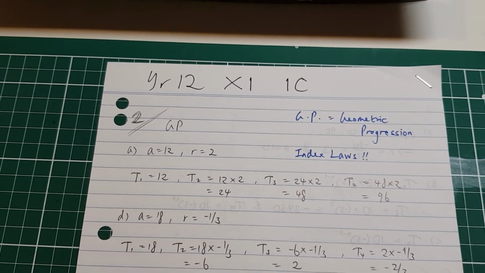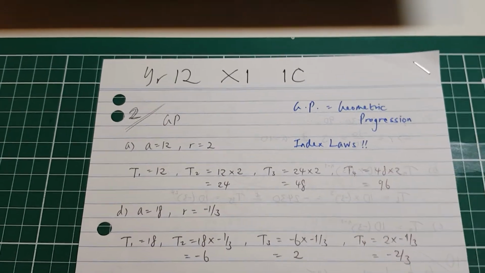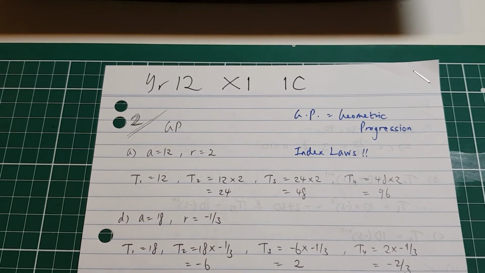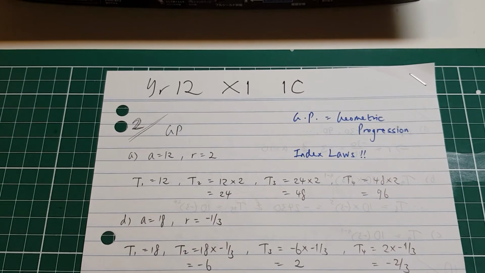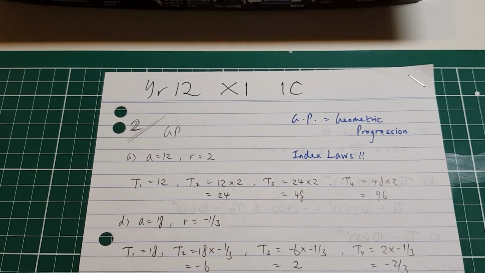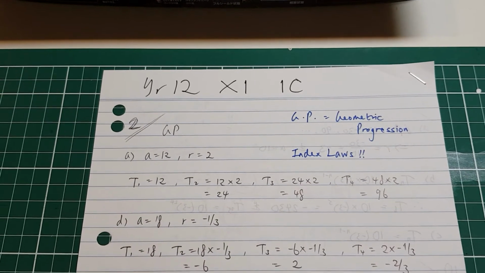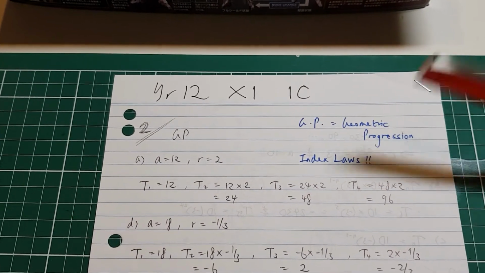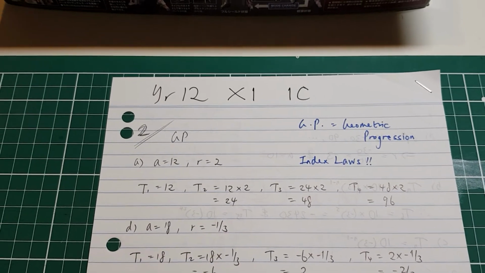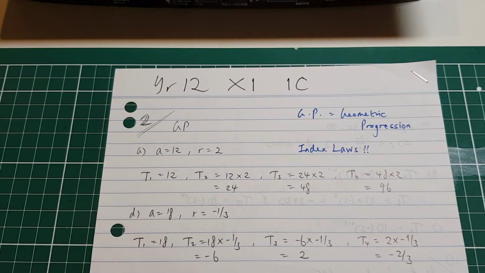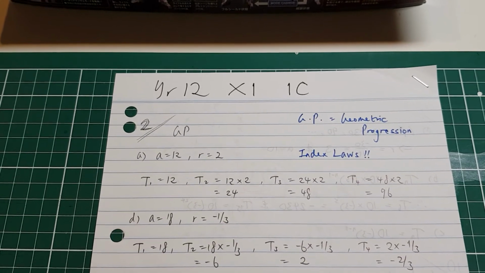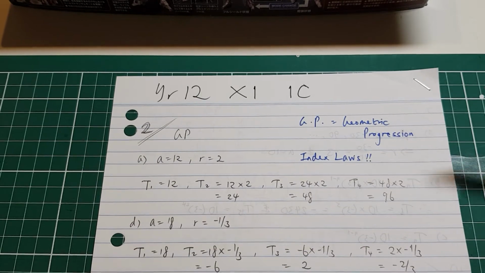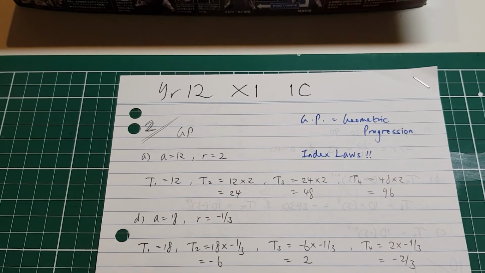Now, the massive difference between an AP, which is 1B, and GP, which is 1C, is that in an AP, you see a clear pattern, and that is by keep adding what we call the common difference to generate the second, third, and fourth terms and so on. Whereas in a GP, instead of adding a common difference, we are now multiplying by a common ratio. So that's a huge difference.